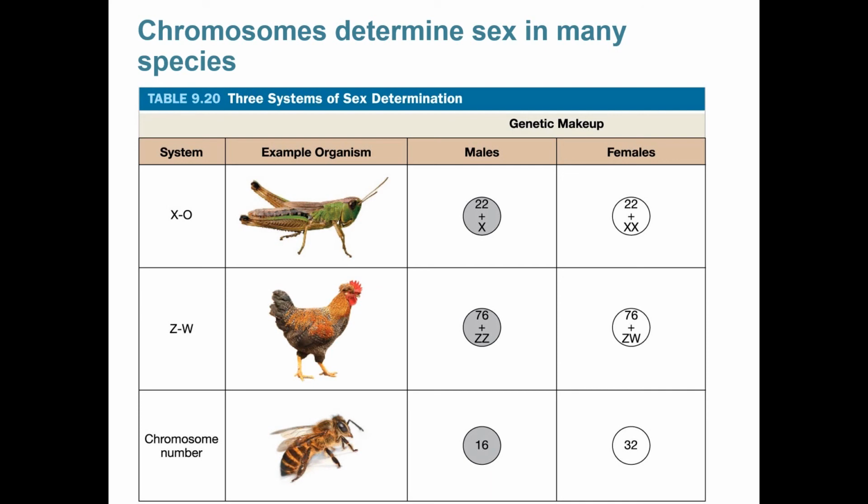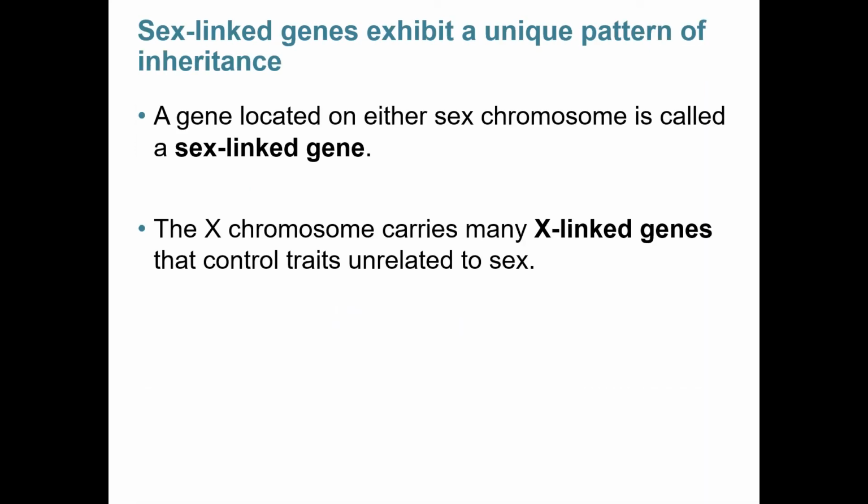And in bees, it's the number of chromosomes. If you're diploid, you're female. If you're haploid, you're male. Now, that's a lot of different things to remember, so for us, we're only going to be doing genetics for things that are like us. A gene that is located on a sex chromosome is called a sex-linked gene. For our purposes, this is mostly going to be genes located on the X chromosome, and that's because the Y chromosome contains very few genes.